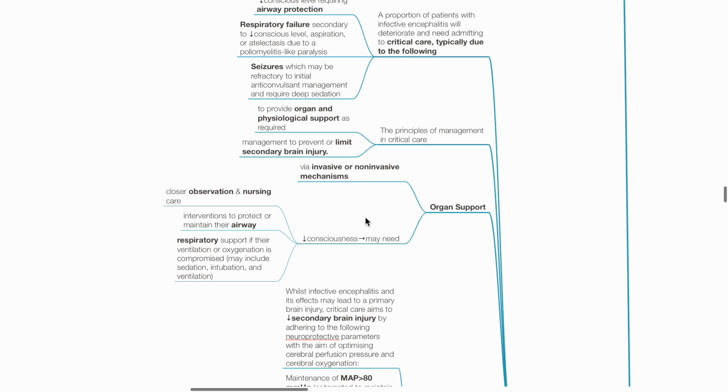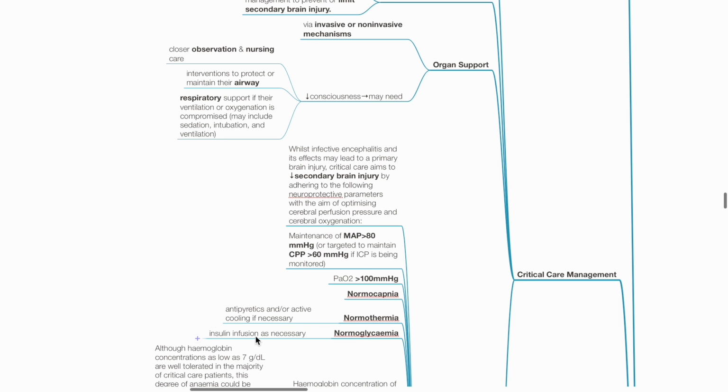For patients with reduced consciousness, they may need closer observation and nursing care, interventions to protect their airway, and respiratory support if ventilation or oxygenation is compromised, which may include sedation, intubation, and mechanical ventilation. Measures for neuroprotection aim to reduce secondary brain injury.